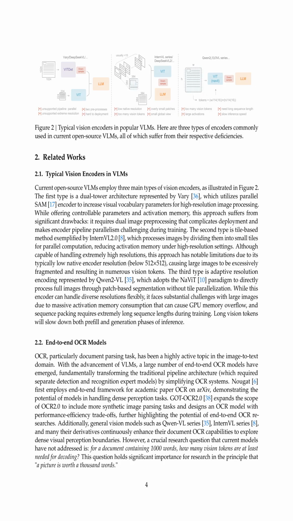Here are three types of encoders commonly used in current open-source VLMs, all of which suffer from their respective deficiencies. 2. Related works. 2.1. Typical vision encoders in VLMs. Current open-source VLMs employ three main types of vision encoders, as illustrated in Figure 2. The first type is a dual-tower architecture, represented by Vary, which utilizes a parallel SAM encoder to increase visual vocabulary parameters for high-resolution image processing.